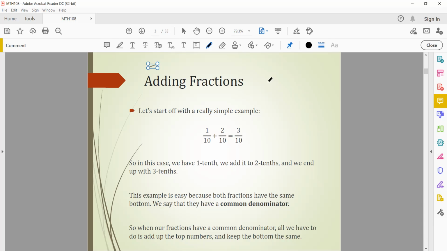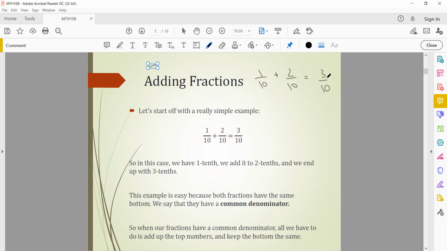So here's the example. We have 1 over 10 plus 2 over 10, and surprise, surprise, we get 3 over 10. So with our pizza analogy, it's like cutting a pizza into 10 slices. You take one of them, you add 2 of them, and you get 3 slices. You get 3/10 of a pizza. So like I said, this is the easiest possible case.